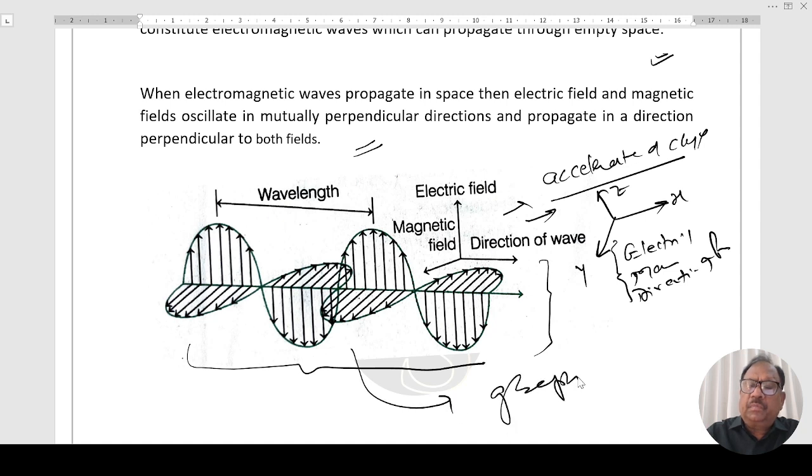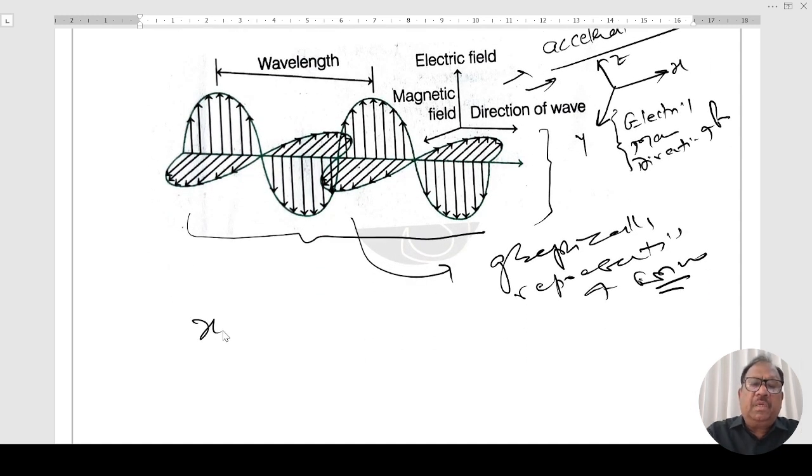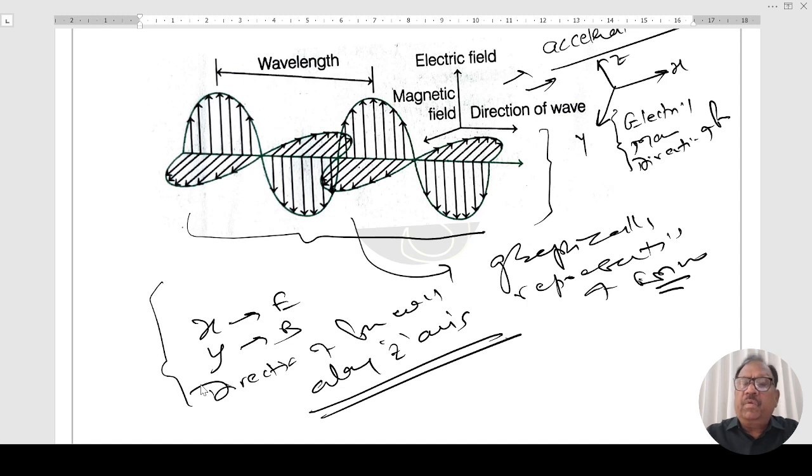Graphical representation of electromagnetic wave. Now in this case, if x is the electric field direction, y is the magnetic field direction, then direction of propagation will be along z-axis. Further concept will be clear through illustrations. Now Maxwell's equations.